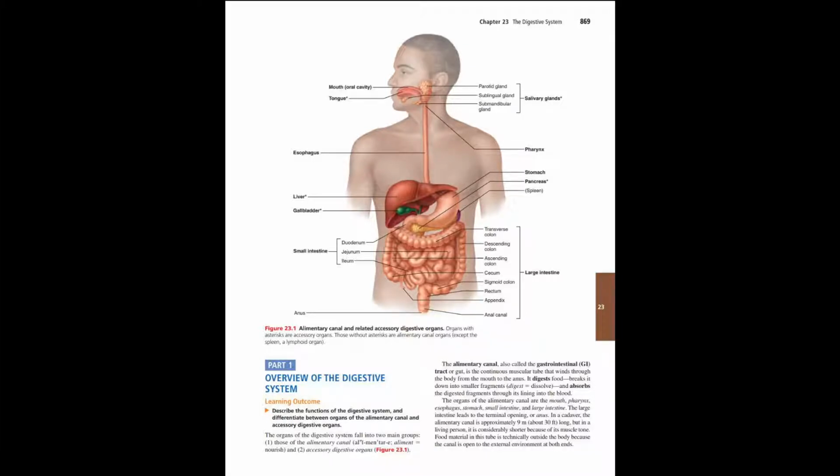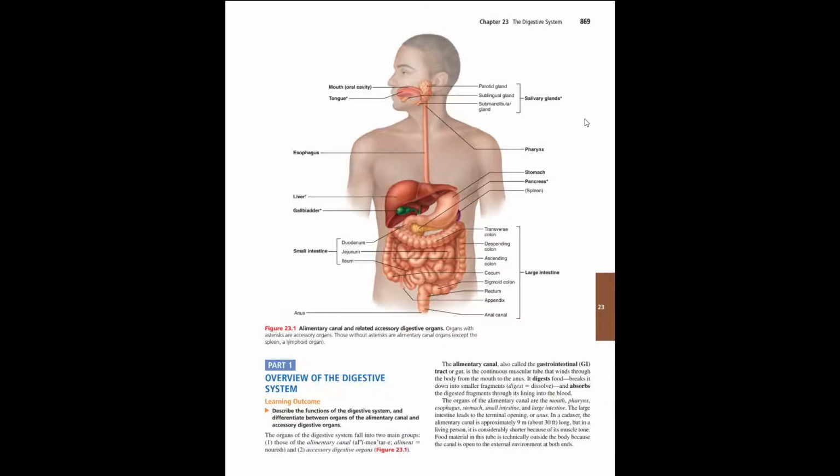alimentary canal organs are the mouth, the esophagus, the pharynx, the stomach, the small intestine, composed of the duodenum, the jejunum, and the ileum, the anus, and the large intestine, which is composed of transverse colon, descending colon, ascending colon, cecum, sigmoid colon, rectum, appendix, and anal canal.